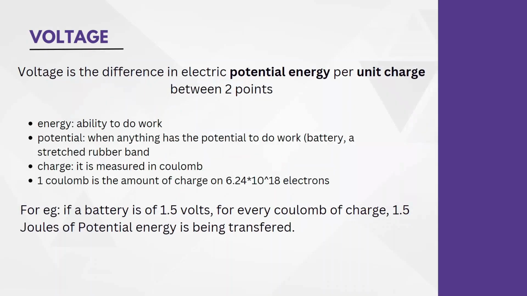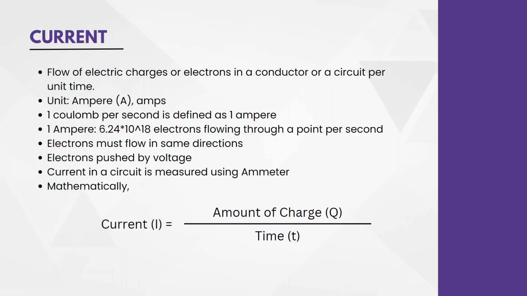Moving on, we have the current. While volts is considered to be a force that pushes the electrons, this flow of electrons in one direction is called as current, and its unit is ampere. So flow of electric charges or flow of electrons in a conductor per unit time. Time usually here we take it as seconds, so per unit time is called as current. And 1 coulomb per second is defined as ampere.